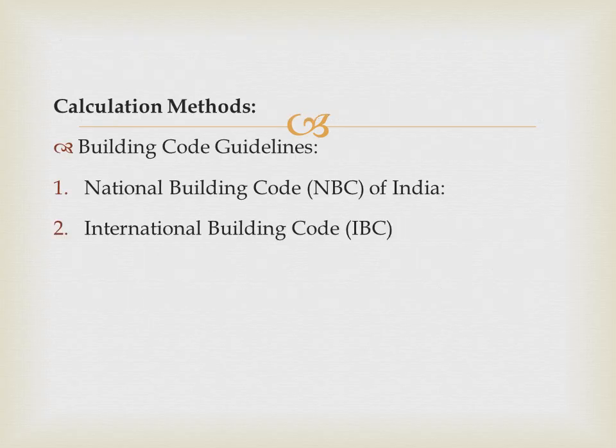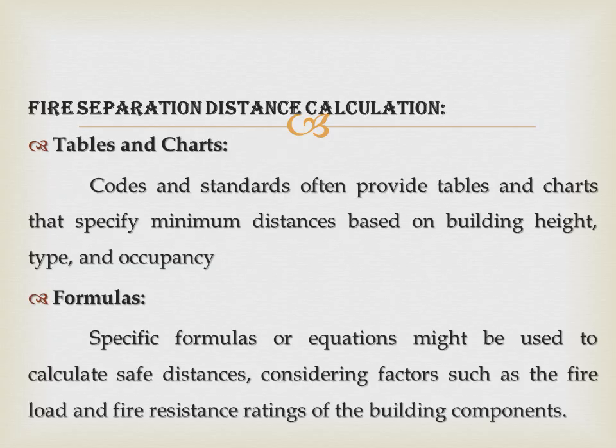Calculation methods. Building code guidelines: National Building Code, NBC of India, and International Building Code, IBC. Fire resistance distance calculation. Tables and charts. Codes and standards often provide tables and charts that specify minimum distances based on building height, type, and occupancy.